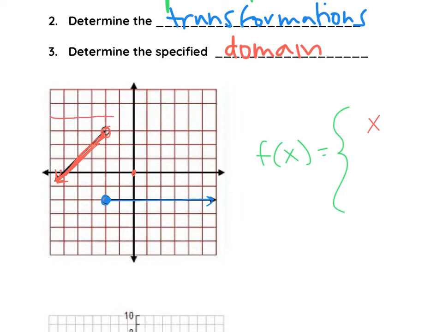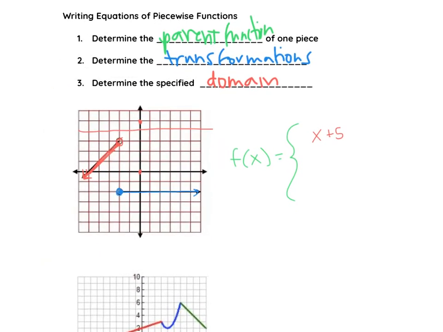See how this one, if I kept going, the y-intercept would be up here. That means the transformation was up 1, 2, 3, 4, 5. So it went up 5. And then because we're just going up 1 over 1, it didn't stretch, so that's the function with its transformation.